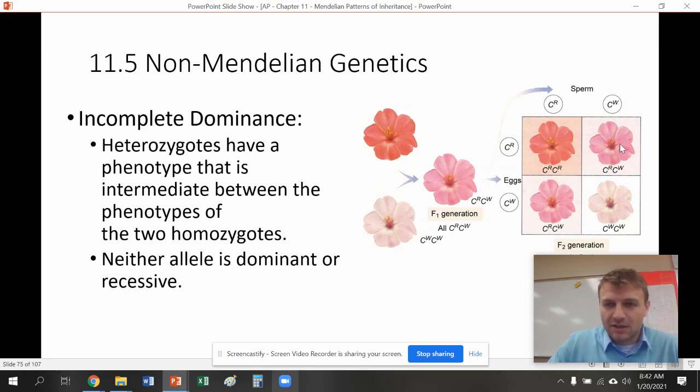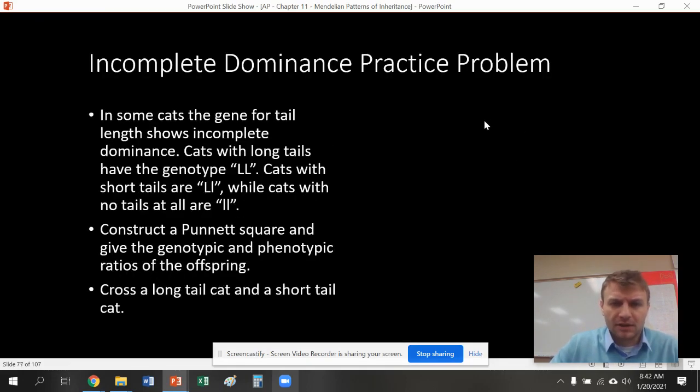So here's the thing. This isn't the blending hypothesis, because if we mix these pink flowers, so we cross two pink flowers here, we will get some pink flowers, but we will also get red flowers and white flowers. So this disproves the blending hypothesis. Don't think this is the blending hypothesis. You can see it's usually written as a superscript, and we will do a page in your packet on incomplete dominance.